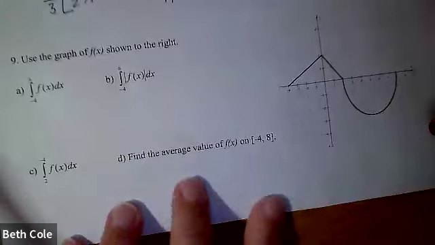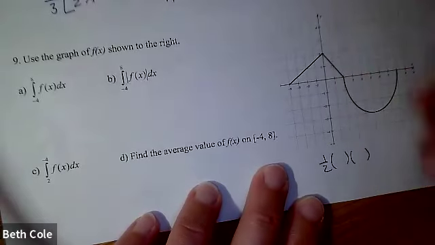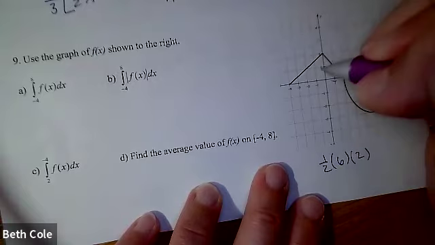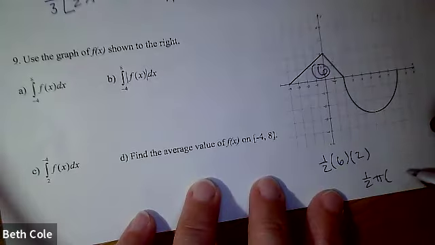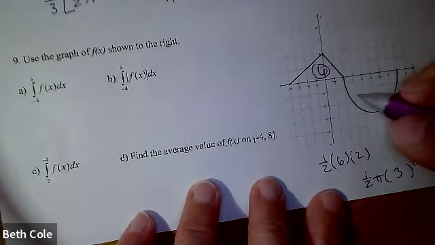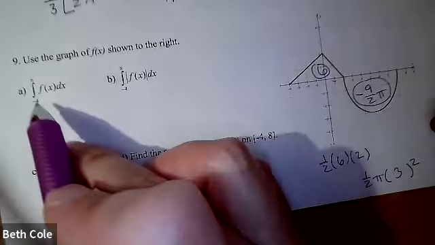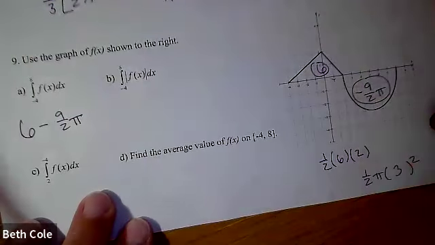All right, for this one, we're going to use our picture over here. We have a triangle, which is 1/2 base times height. The base is 6, and the height is 2, so that's actually just 6. Semicircle is 1/2 π r squared. Radius is 3. So that is 9/2 π, but it is negative because it is below the x-axis. And we're just going to use that to answer the question. So from -4 to 8 is the whole thing. So 6 minus 9/2 π.